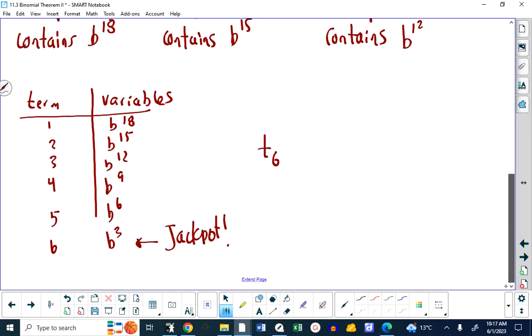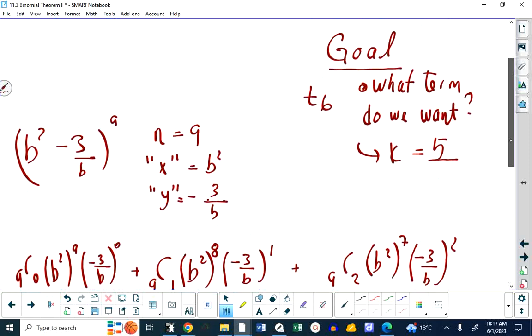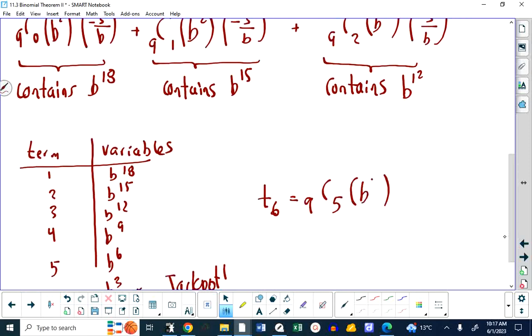So T6 will be 9, n is 9, right? 9 choose 5. It will contain my x, which was actually b squared, to the 9 minus 5, which is 4, and it will contain my negative 3 over b, which is my y, to the 5, and now we simplify it.